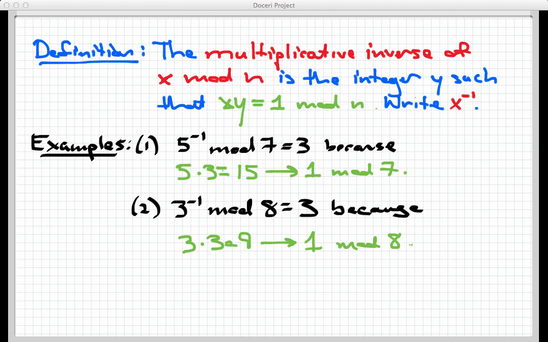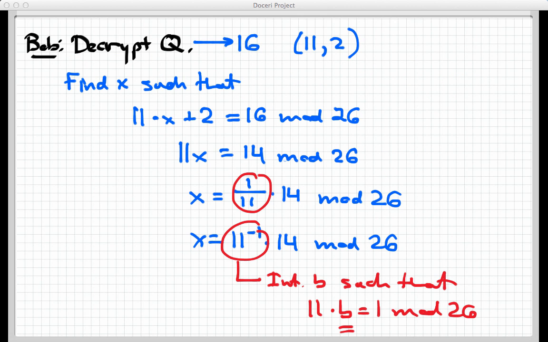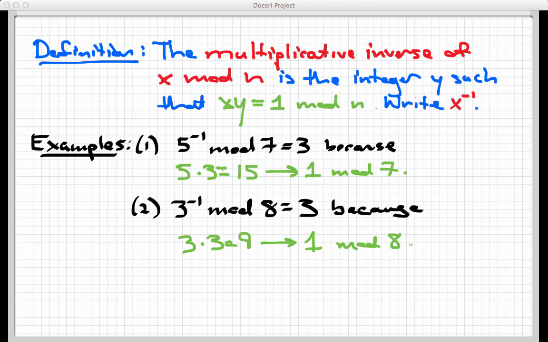For example, in the previous problem, I'm trying to compute the multiplicative inverse of 11 mod 26. I'm looking for a number such that when I multiply it times 11, I get 1 mod 26. We're going to use this notation of x to the minus 1 power to indicate this number, but remember that's not a fraction, that's another integer.